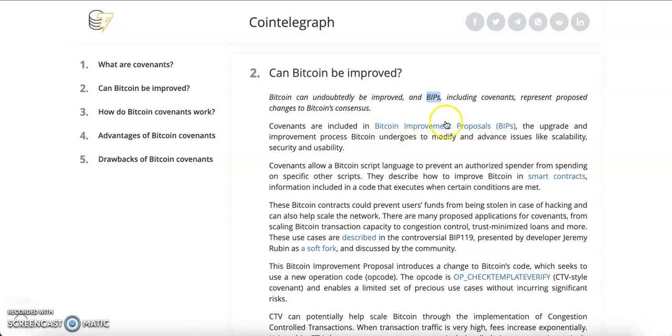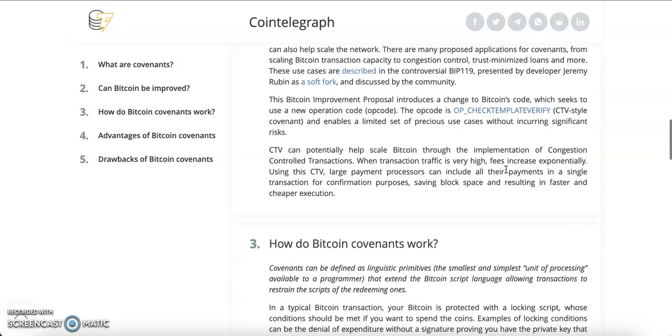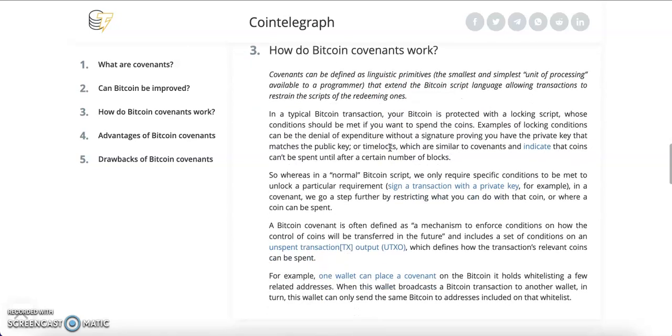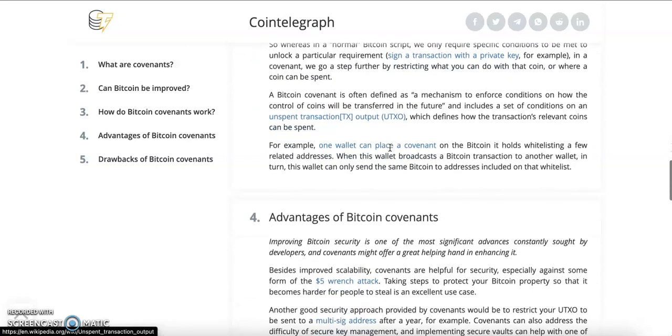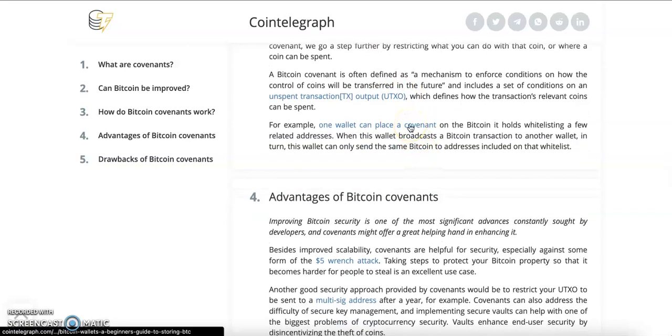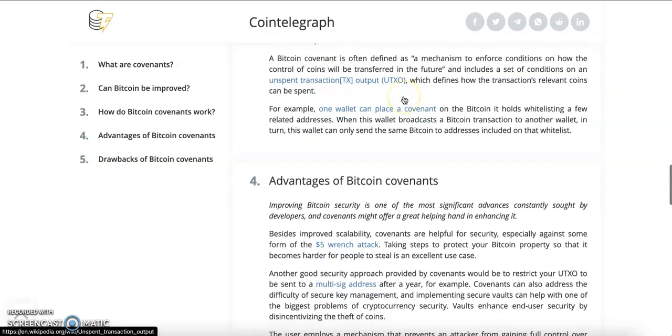So covenants are included in Bitcoin improvement proposals, right? The upgrade, that means the proposal has already been made, right? So the upgrade and improvement process Bitcoin undergoes to modify. Moving on. How do Bitcoin covenants work? I think I've already explained how the Bitcoin covenant works, and I also mentioned UTXO. So UTXO stands for Bitcoin unspent transaction output, right?